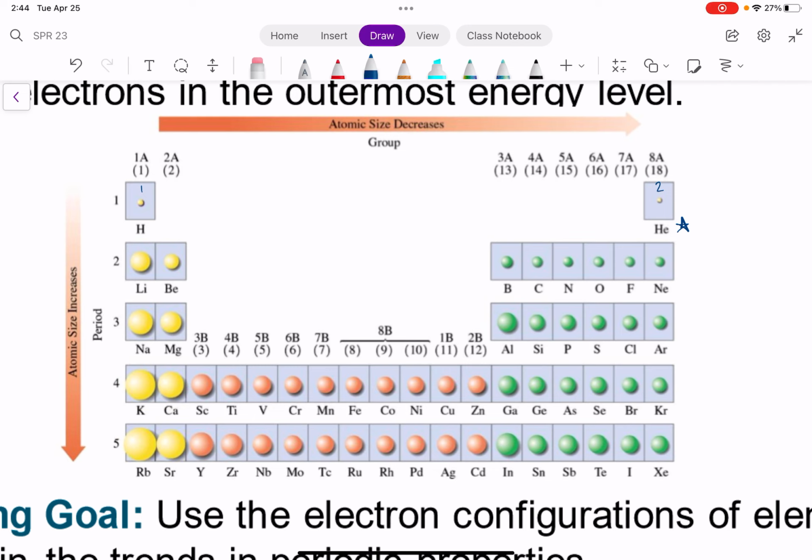Hydrogen's a little bit easier because it is in group 1A, so it does have one valence electron, but it's kind of weird to say that it's a valence electron because it only has one electron total. So yeah, it's in the highest energy level because there's only one energy level for hydrogen. But yeah, so kind of an exception, kind of not, I don't know.